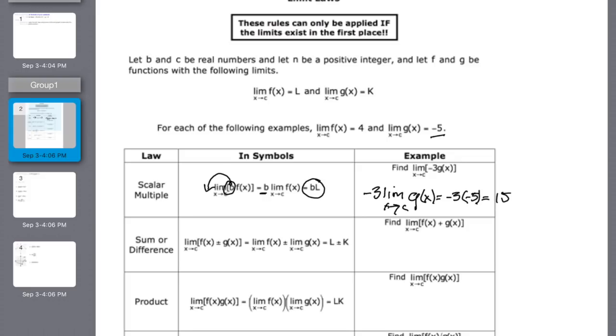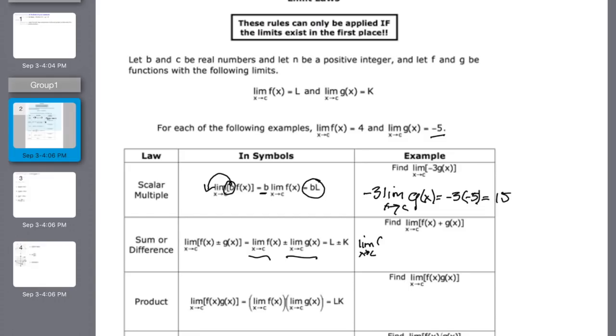The sum and difference rule just says that if we have a subtraction or addition of multiple functions, that we can actually evaluate them independently, each on their own, and then just add what their limits are at the end. We kind of already do this algebraically by plugging in and then adding up those values. So for instance, this particular one says the limit as x approaches c.